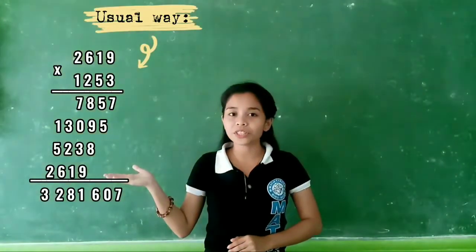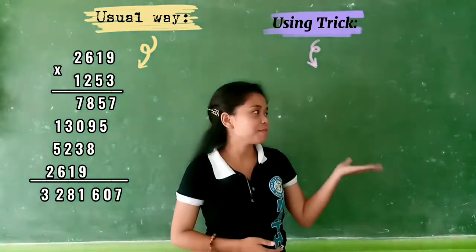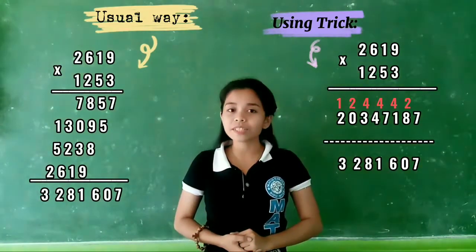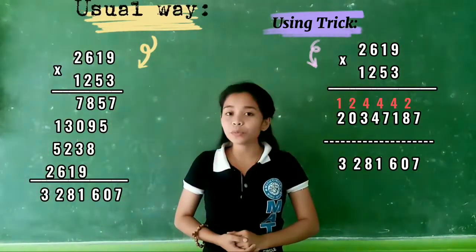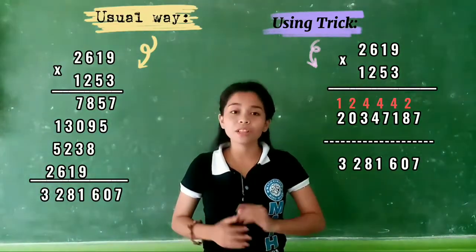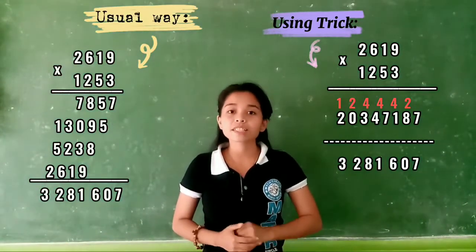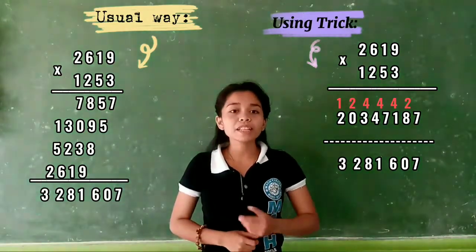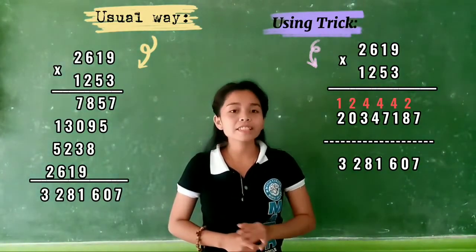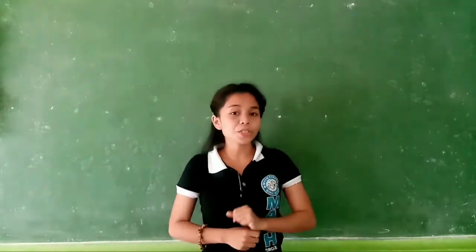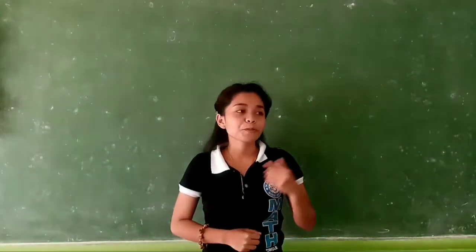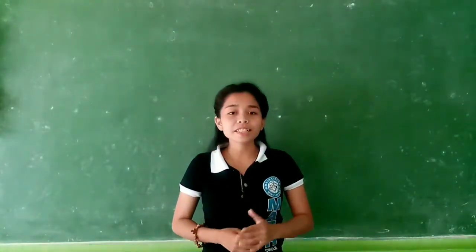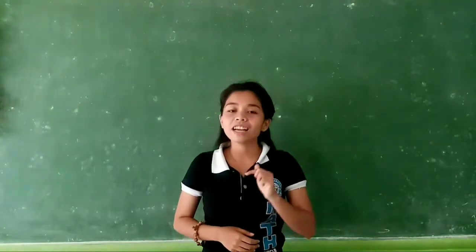However, if we use the trick, it will look like this. As you can see, in finding the product of this number using the usual way, we came up with an answer through a long process, which takes time and space. But if we use the trick, we can get an answer in a fast and simple way. In this trick, we have this pattern: vertical multiplication and cross multiplication. It's just like going up the hill and down the hill.